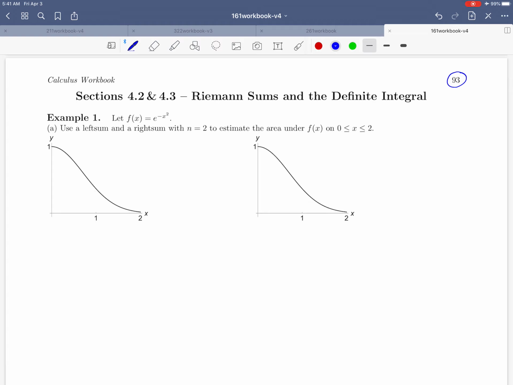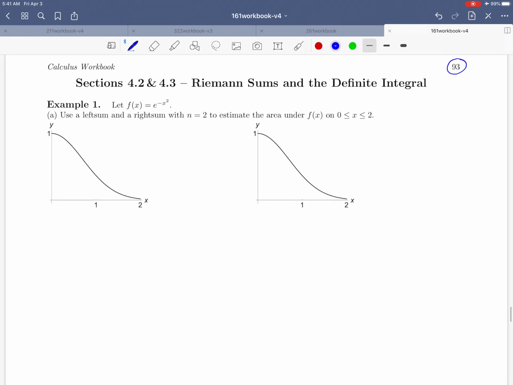And so we're going to have a very detailed discussion about that problem of estimating area under a curve in this section. So let's get started with example 1 here. They give us a function e to the negative x squared. You can see the graph of that function below, and they're asking us to estimate the area under the curve using what's known as a left and a right sum.